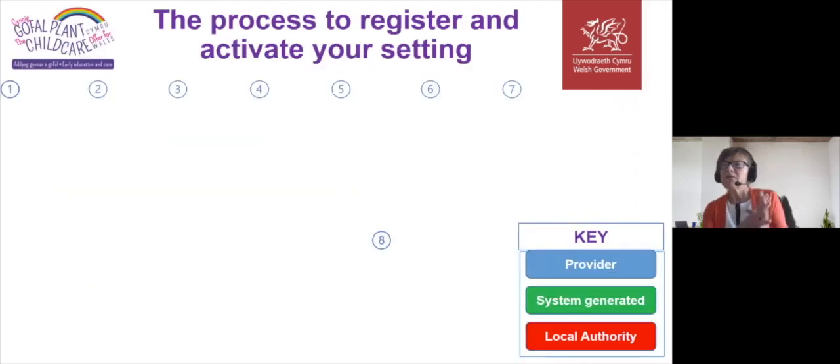Now we arrive at the process itself on how to register and activate your setting. On the bottom right, I put in the key, and you'll see that any boxes in the light blue colour are actions that you need to take as a provider. There is one action that will be generated automatically by the system, so that'll be in green. And in red, I've just put the steps that the local authority will take. So let's have a look.